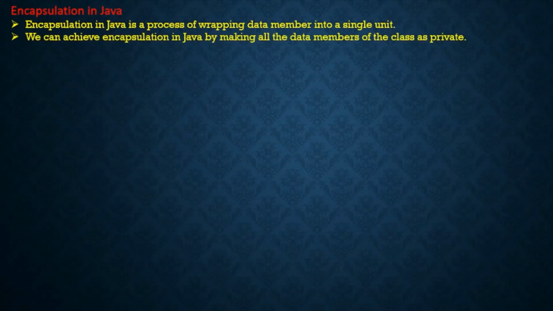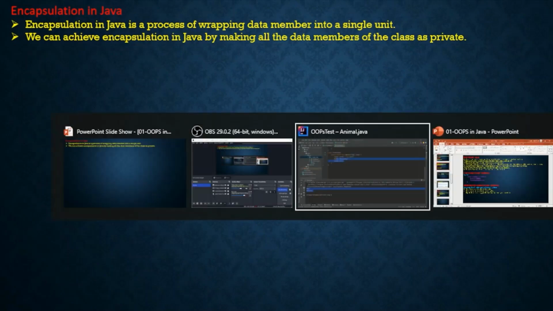Then how can we achieve encapsulation? We have the data members. In order to achieve encapsulation, what we need to do is write the data members of the class as private. By writing the private specifier, we can achieve encapsulation. Let me take an example, then I will come back to the theoretical things. Then only you will understand it more easily.